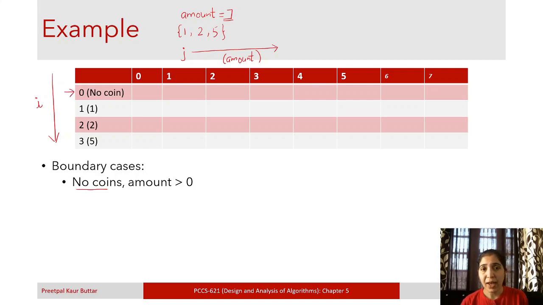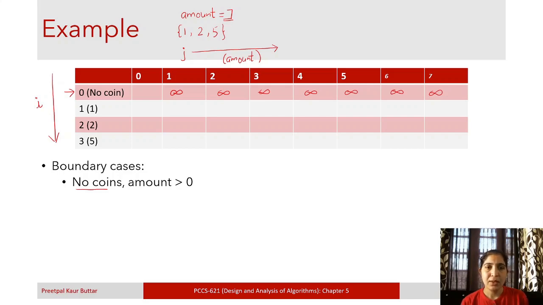When you do not have any coin and the amount which you want to make is greater than 0, then what will happen? In that case, we will fill all these amounts with value equal to infinity. Okay, so it means we need an infinite supply of coins. Okay, so this is the base case and these problems are already solved.